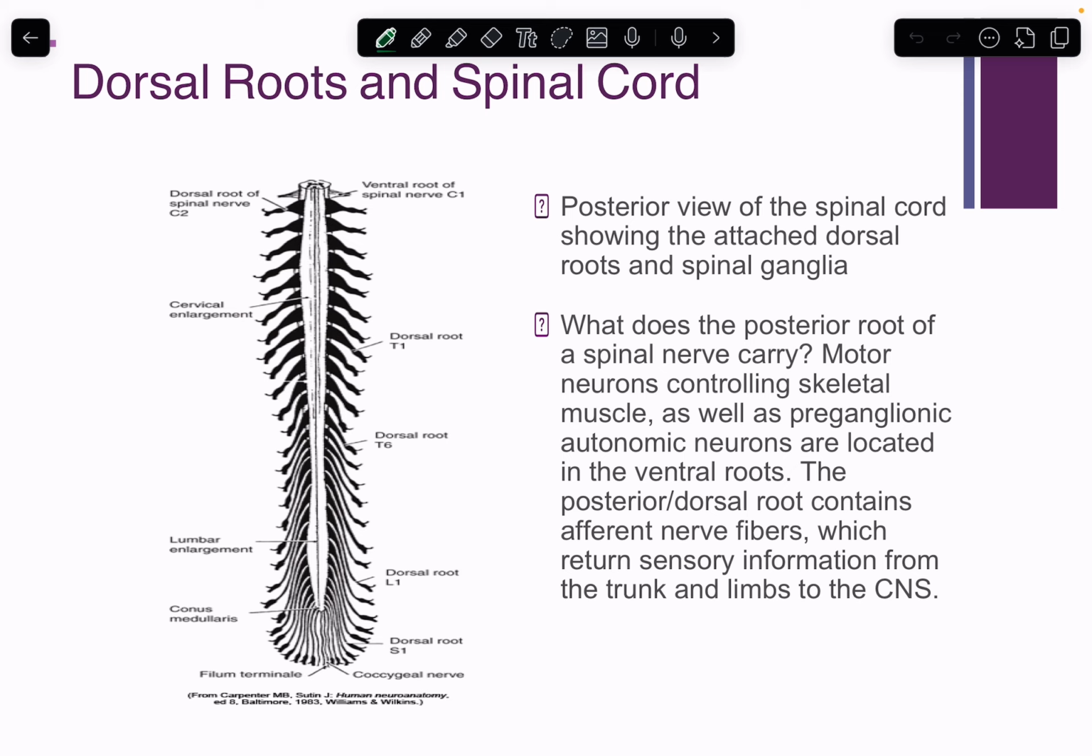Okay. Lastly, we have the coccygeal nerve. It is the most distal or lowest spinal nerve in the human body, and this is a single pair of spinal nerves, just one on each side.